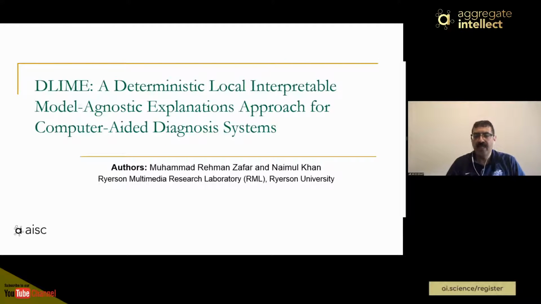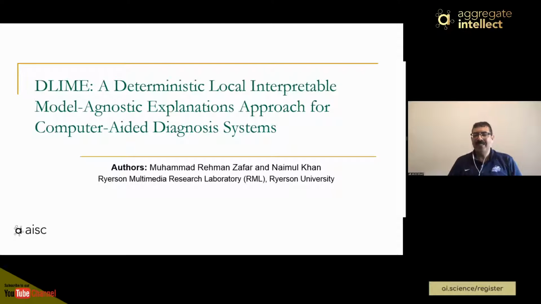Today, we will be hosting Muhammad Rehman Zafar. He goes by Rehman, and he is a PhD candidate at Ryerson University. His research is focused on creating interpretable models by combining interactive visualization and machine learning to help end users better understand machine learning decisions. Rehman is also a software developer and has successfully deployed many machine learning solutions in production. So he is both a scholar and a practitioner.